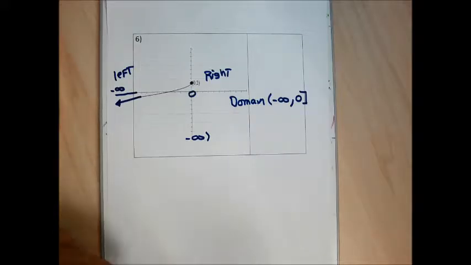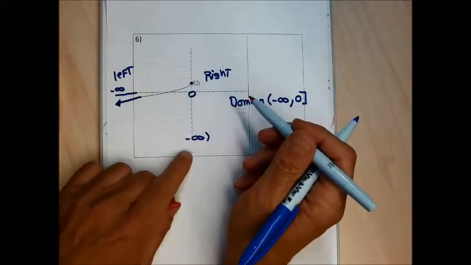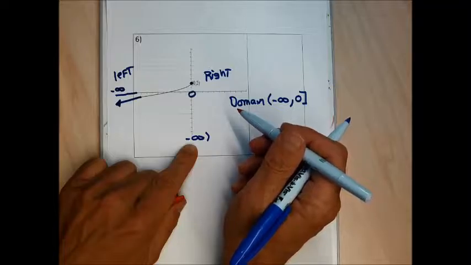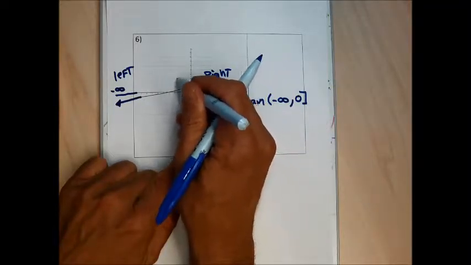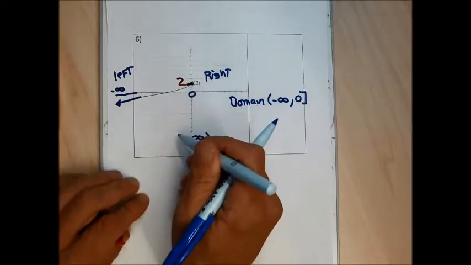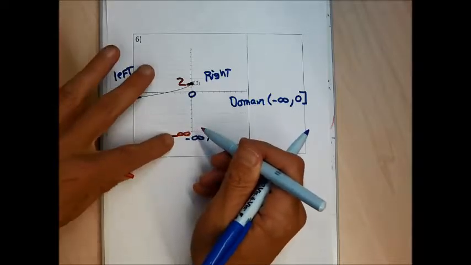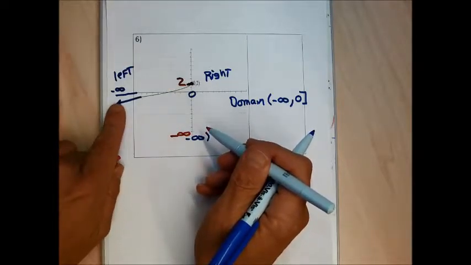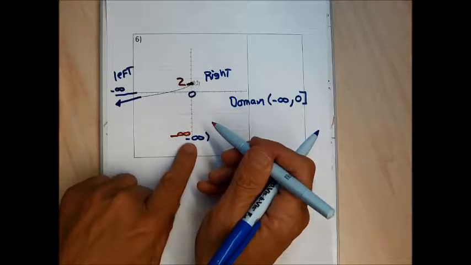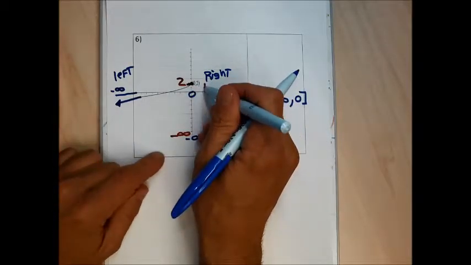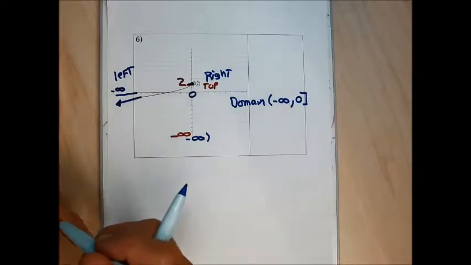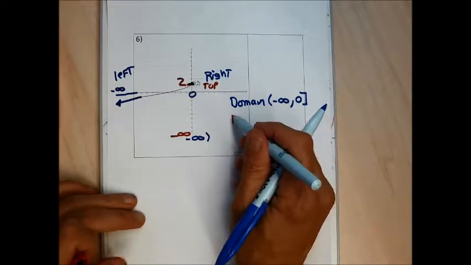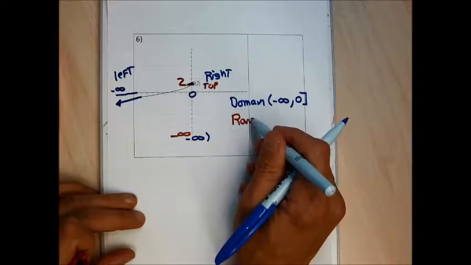For the range, I read from bottom to top. The bottom of this graph has a y-coordinate of -infinity, and the top of this graph has a y-coordinate of 2. So for the range, I read from bottom to top on the y-axis. The graph eventually goes down to the bottom of the y-axis, which has a y-coordinate of -infinity. It stops here, which is the top of this graph, which has a y-coordinate of 2. When I go to write the range, I'm going to do it in interval notation.